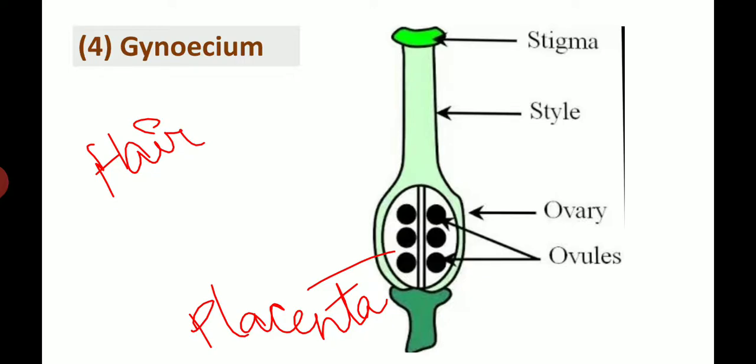Then there is the slender tube-like structure called the style, which attaches the stigma with the ovary. And finally, there is a basal swollen portion, the ovary, which consists of a few rounded structures called ovules. Now, these ovules are attached to the wall of the ovary with the help of the placenta.